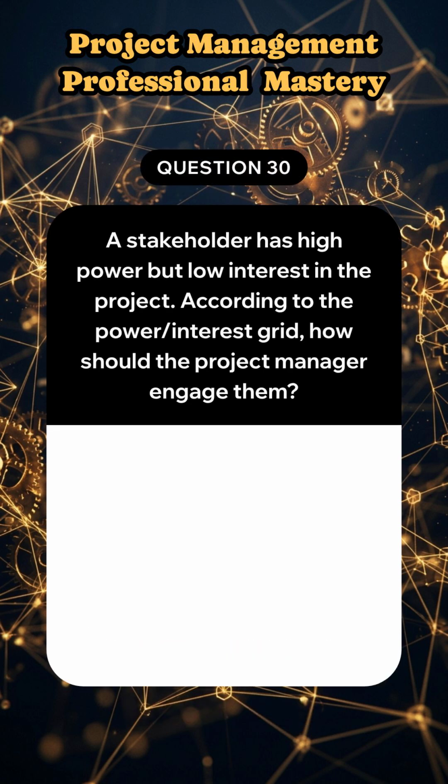A stakeholder has high power but low interest in the project. According to the power-interest grid, how should the project manager engage them?